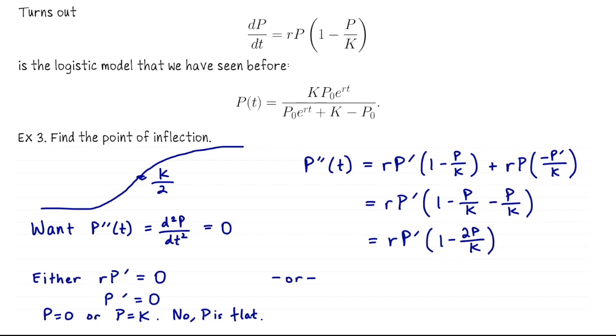Or, and this is what's going to have to be 0 because we know that we didn't get a point of inflection over on the left, we could have 1 minus 2p divided by k equal to 0. So that means k equals 2p, or in other words, p is half the carrying capacity. And that's what we expected to see. So this is an example of a calculation which I think is a lot cleaner and more elegant if you start with the differential equation for the logistic model rather than this explicit expression.